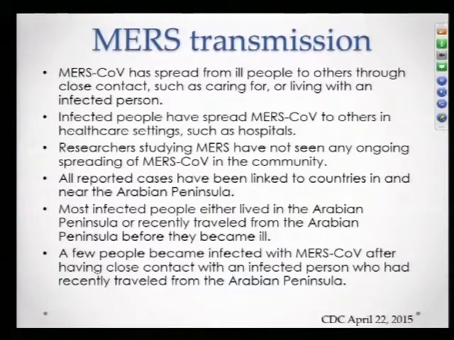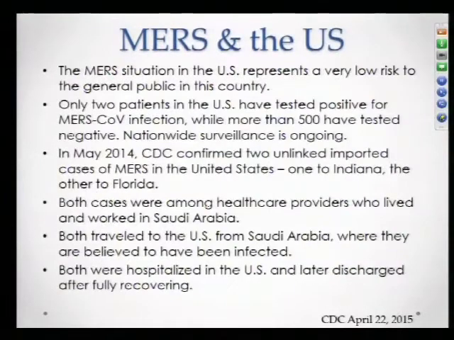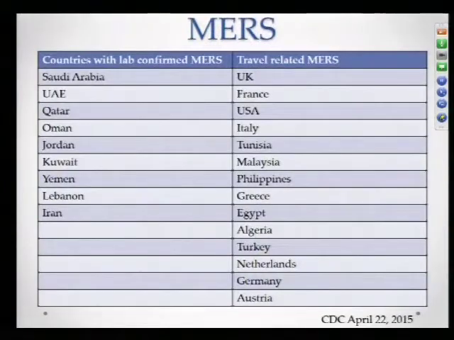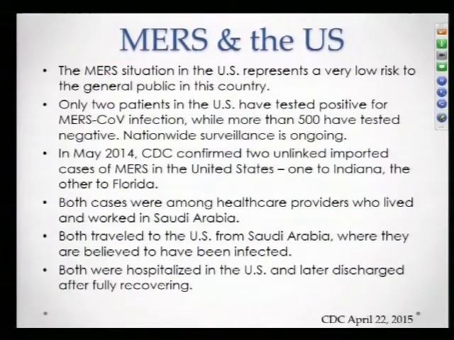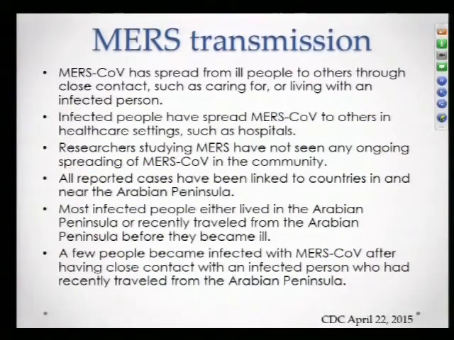Now, I want to take your attention to this last sentence here. A few people became infected with MERS after having close contact with an infected person who had recently traveled to the Arabian Peninsula. So what does that mean? I showed you the charts earlier, saying that you had to really travel to the MERS endemic countries and then get MERS. So I think this is an epidemic that needs a lot more studying to figure out where its source is, what is its real host, and what are the vectors or transmission risks. So in the meantime, what do we do about it?